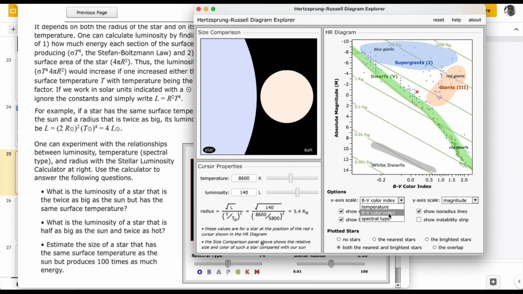And the useful feature of B minus V is all you need is a filter and a camera, and you can at least get an estimate for the color or the temperature of a star by subtracting its B minus V. So that's kind of a little cheat that you can do. Okay, that's not bad.